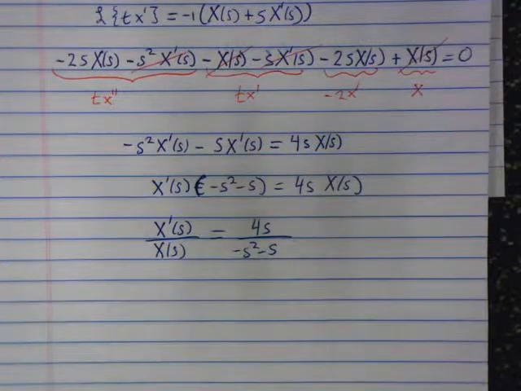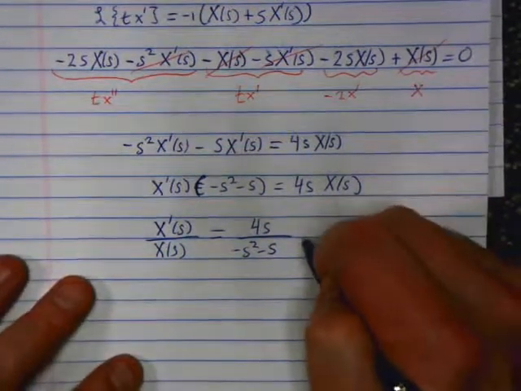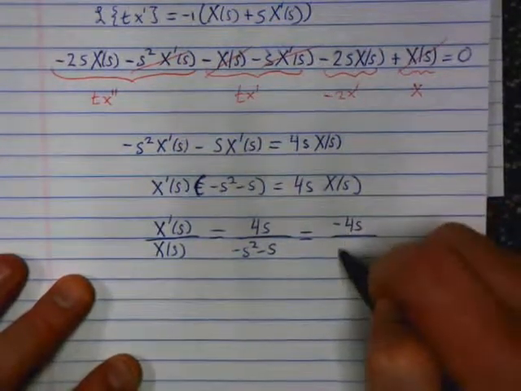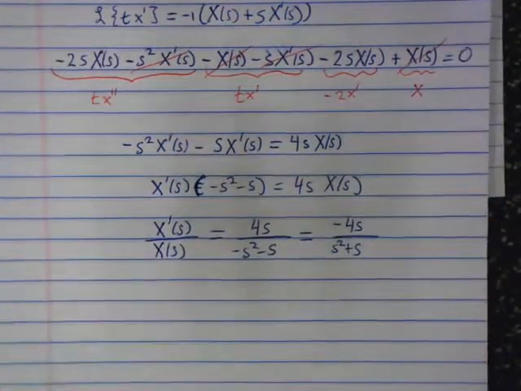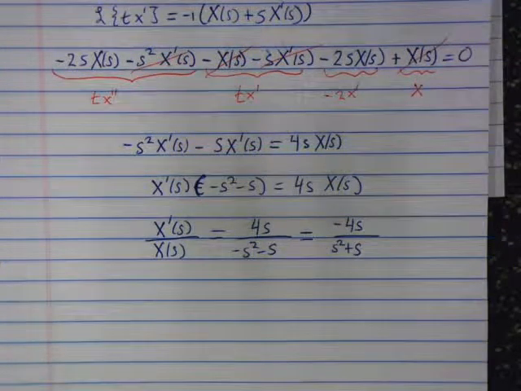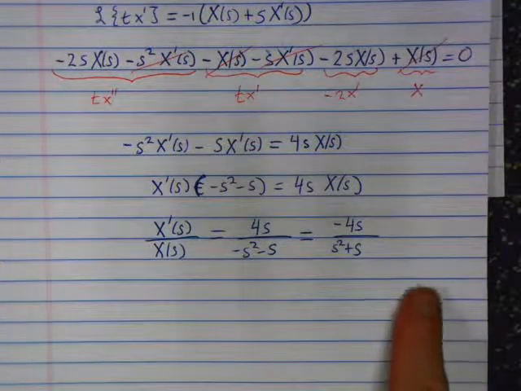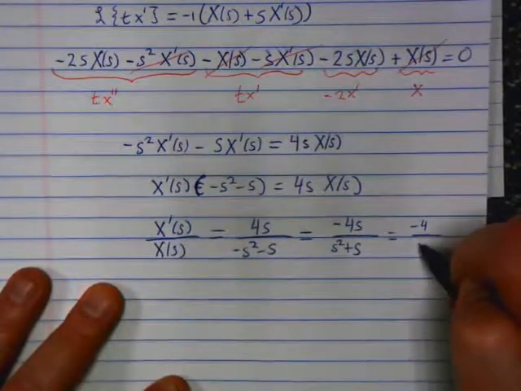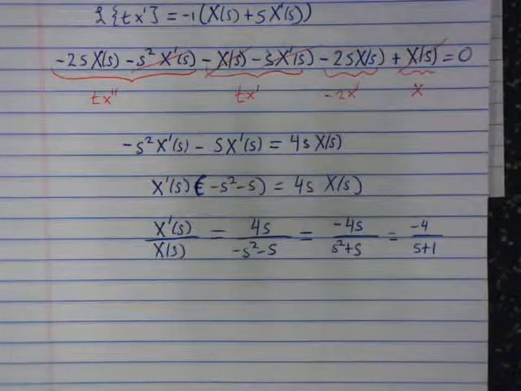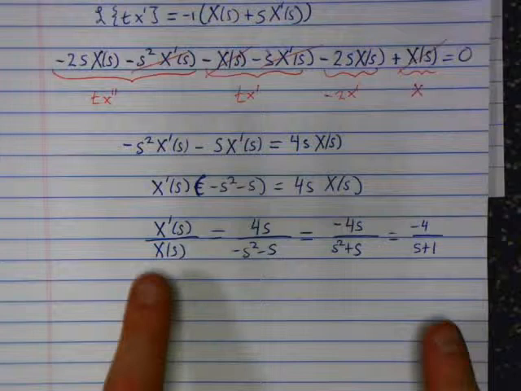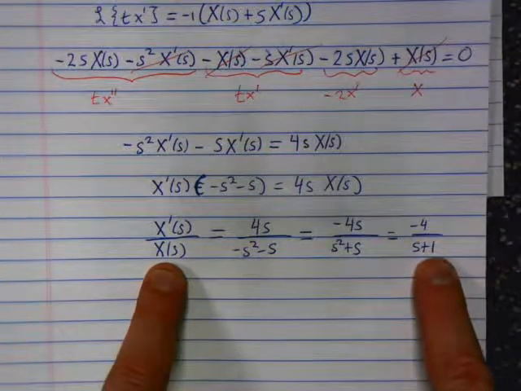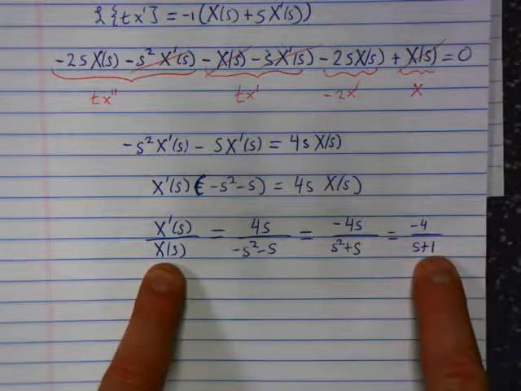All right, well, let's clean up this side over here a little bit. I'm going to write this as minus 4s over s squared plus s. I multiplied top and bottom by negative 1. And then notice I can factor an s out of the bottom. So that's negative 4 over s plus 1. The key is I now have a separable differential equation, which means I ought to be able to integrate both sides.